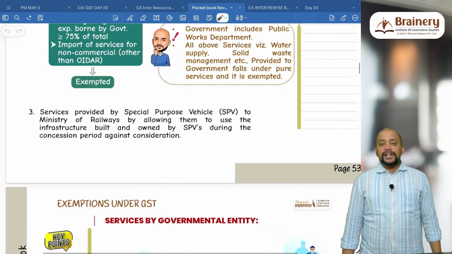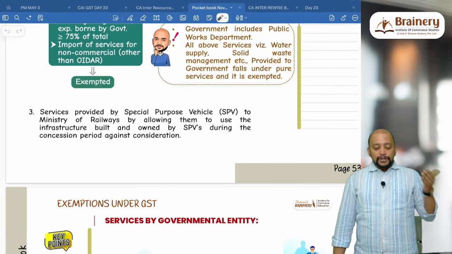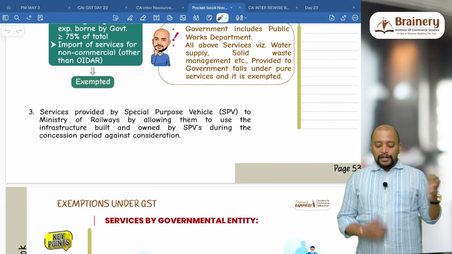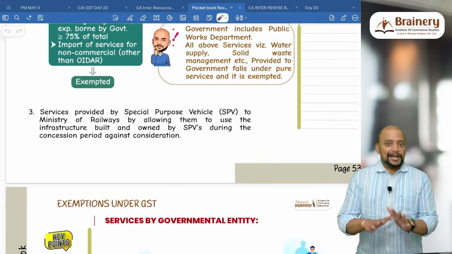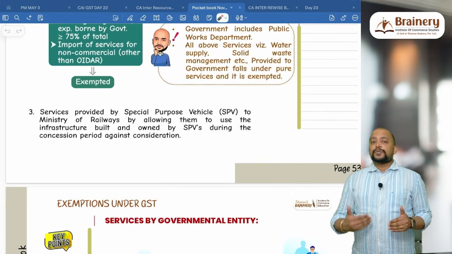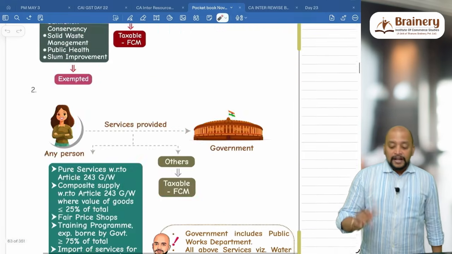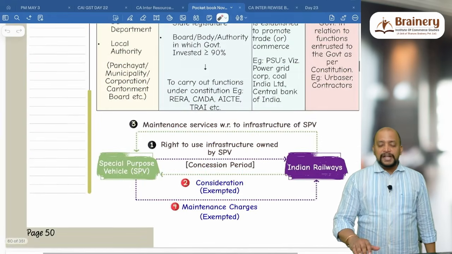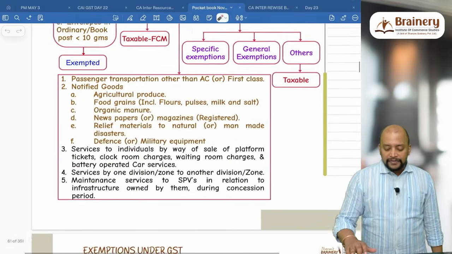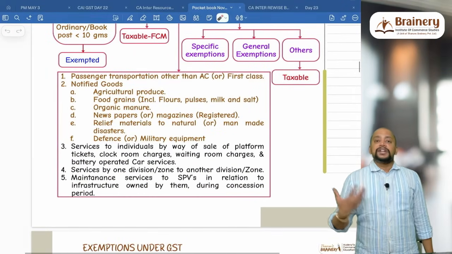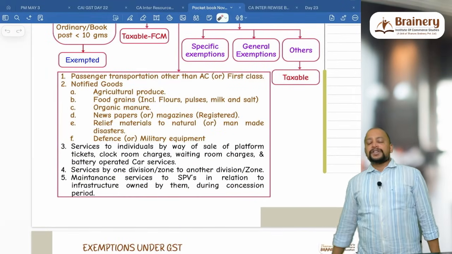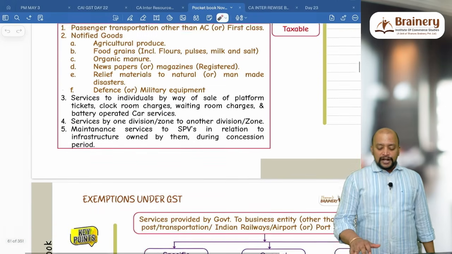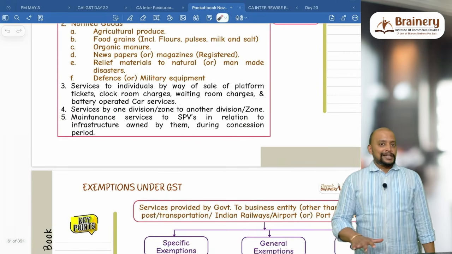So services provided by special purpose vehicle to Ministry of Railways by allowing them to use the infrastructure built and owned by SPVs during the concession period against consideration. This is services provided by SPV to Indian Railways. Now, what Indian Railways will do, as the infrastructure was created by SPVs, they may not have the people to do the maintenance. So Indian Railways will do the maintenance of their infrastructure. So Indian Railways provide maintenance service to SPVs in relation to infrastructure owned by them during the concession period.